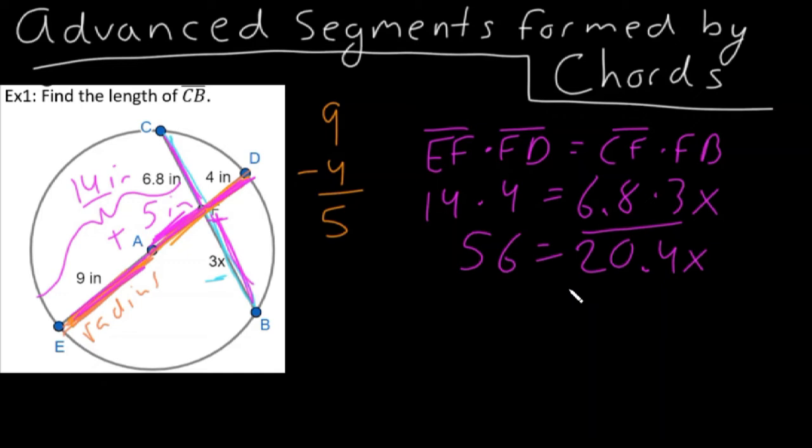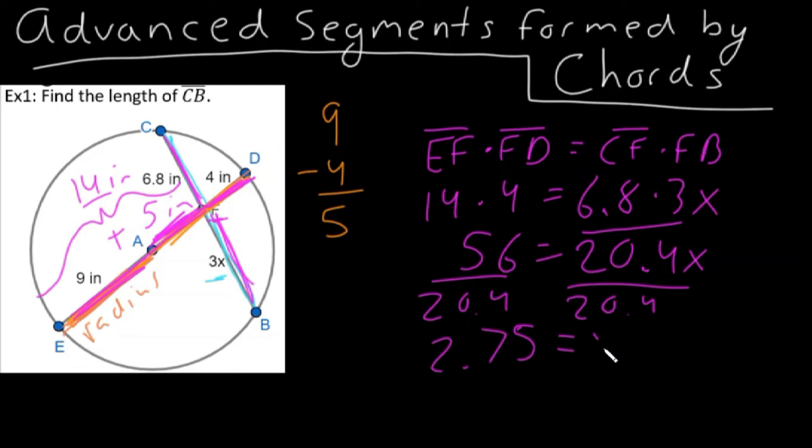Well, now we're one step away. We are going to divide both sides by the number in front of x, which would be that 20.4, divide by 20.4, and it turns out that 56 divided by 20.4 would actually give us 2.74, and that 4 would actually round up to a 5. And okay, so we know that the value of x is 2.75. Now here's where a lot of students make a mistake, in that they stop rather than finishing the problem, because our original question is asking us to find CB.